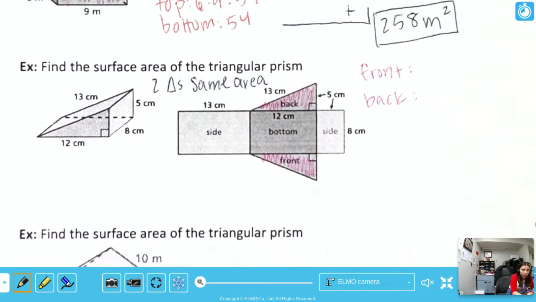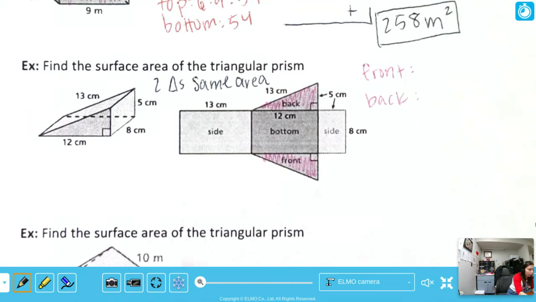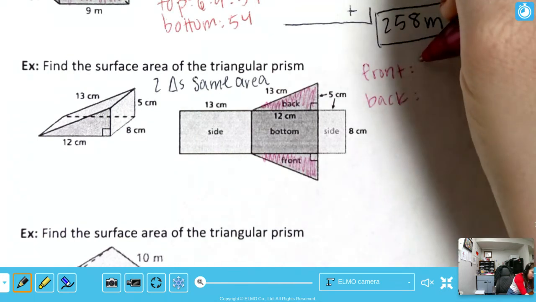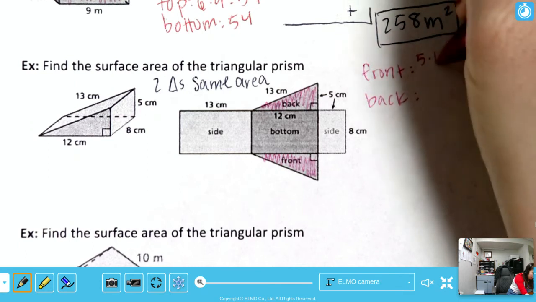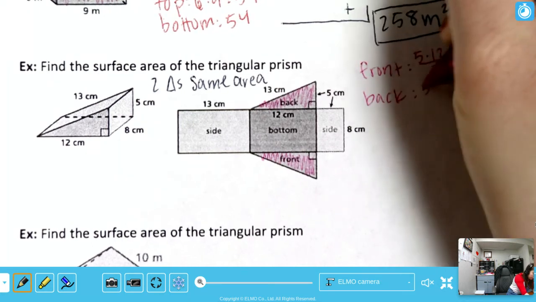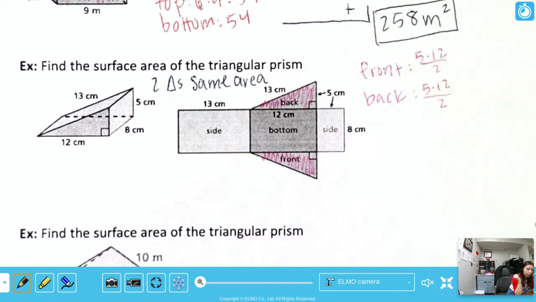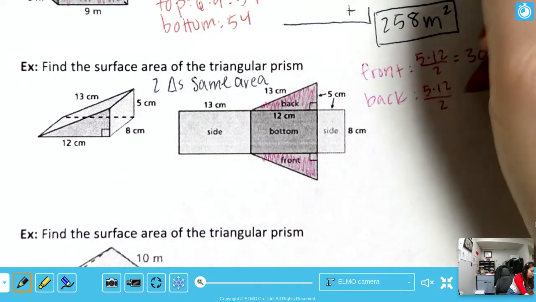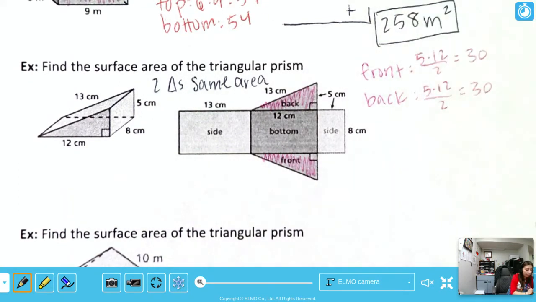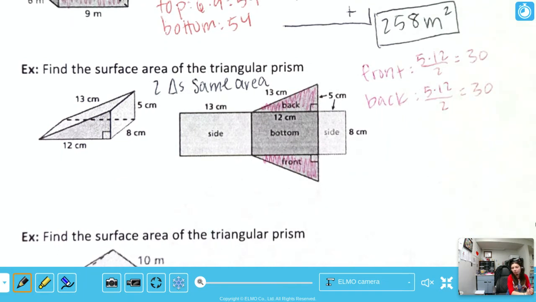For a triangle, I not only do base times height, I also divide that by 2. So for each of these triangles, front and back, I'm doing base times height, 5 times 12, divided by 2. And if I were to punch that in a calculator, I would find out that the area of the front and the back are 30 each. Again, those are always going to be the same, the 2 triangles.